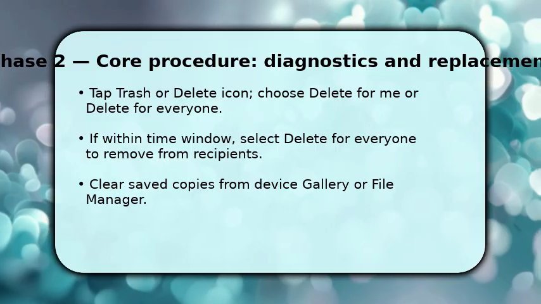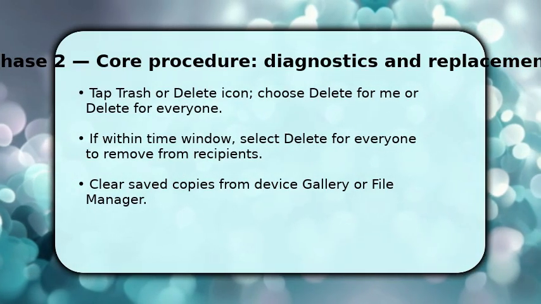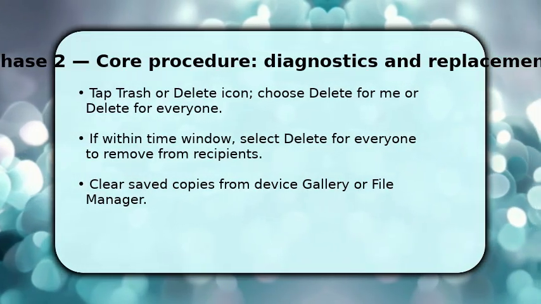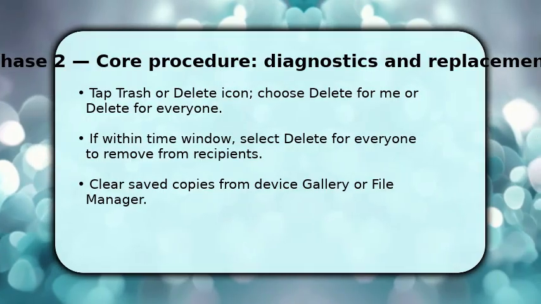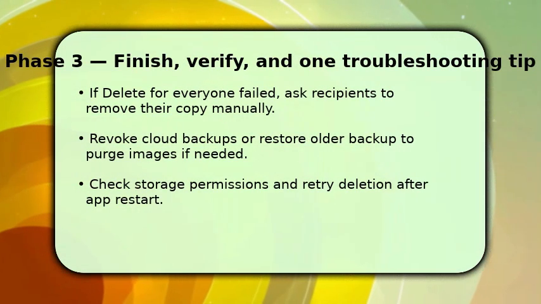Once done, make sure to also remove any local copies in your gallery or file manager. WhatsApp may leave a saved image. Finally, exit and check the chat to confirm the thumbnail and message are gone. Finish by verifying removal. Scan the chat and your gallery to confirm deletion.